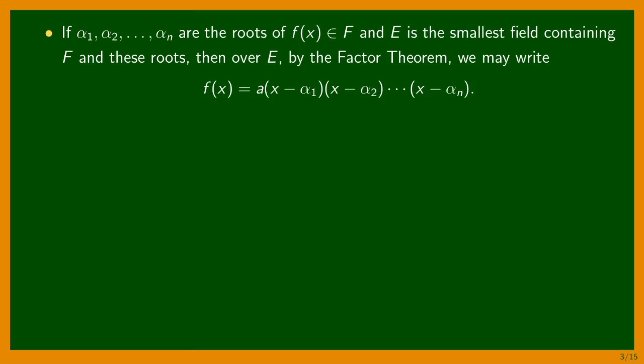Ayan. Kasi nga, ang kagandahan nun, if alpha 1 up to alpha n are the roots of f of x, and E is the smallest field containing F and these roots, then over E, by the factor theorem, we may write f of x this way. Nakita nyo, degree 1, degree 1, degree 1. O kaya nga ito'y degree n, kasi ang E[x], kung si E ay field, ay isang integral domain, kaya nag-a-add yung mga degree. Okay? Itong a na ito is just a constant factor, which is a unit factor.